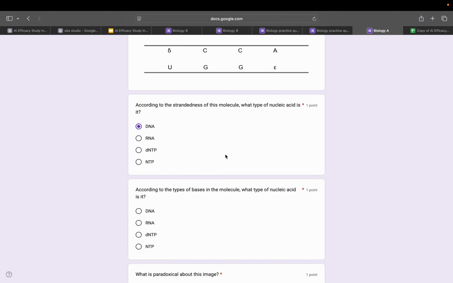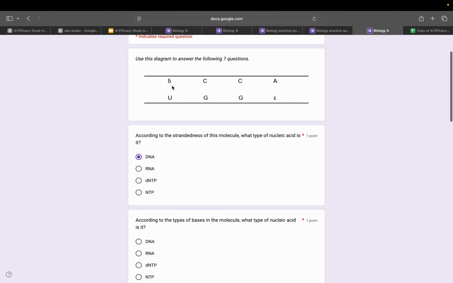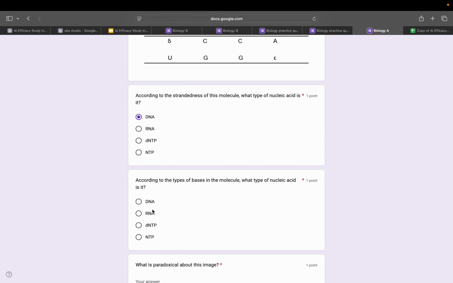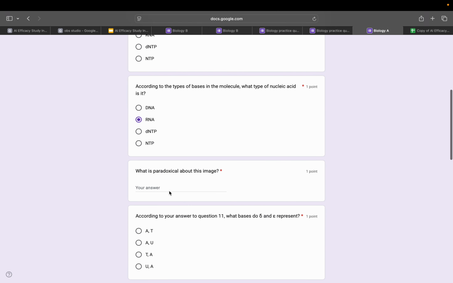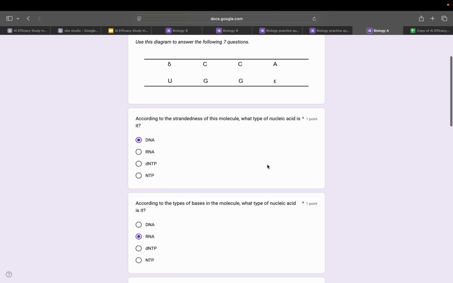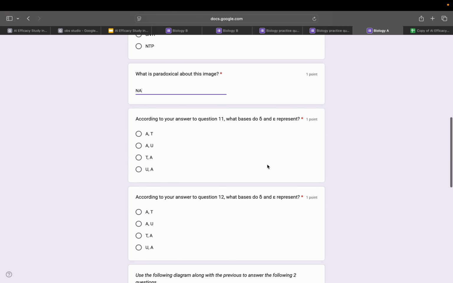What are the type of bases? What type of a U? So I guess the above one shows the strandedness. I'll go with RNA because what is paradoxical about the image, I am not sure. So it has cytosine. I'll go with 2C.